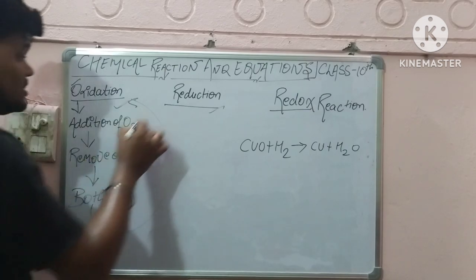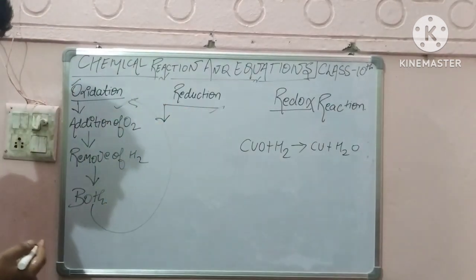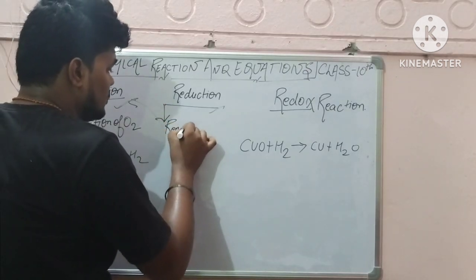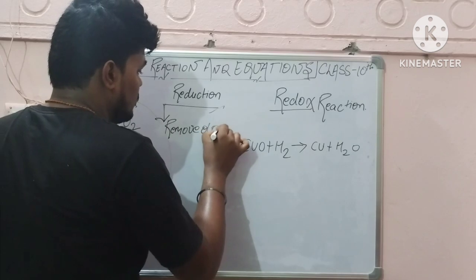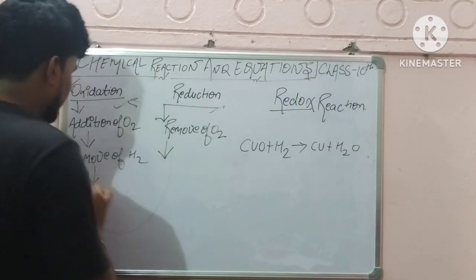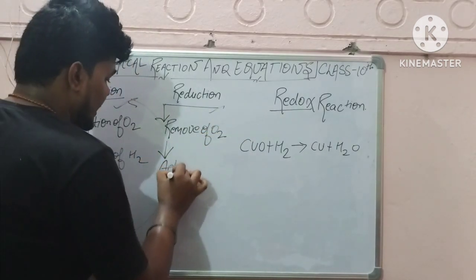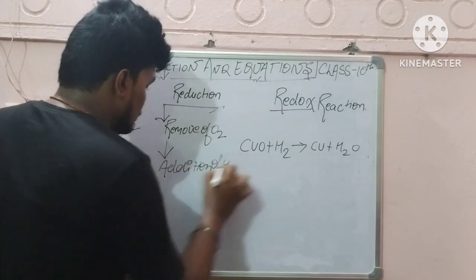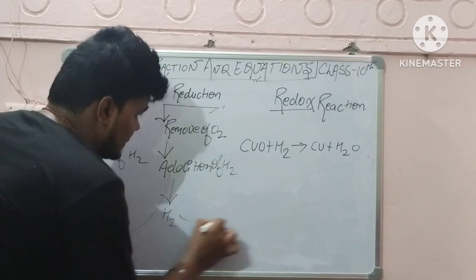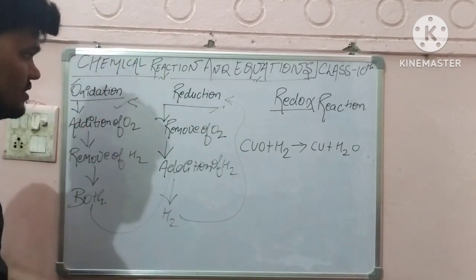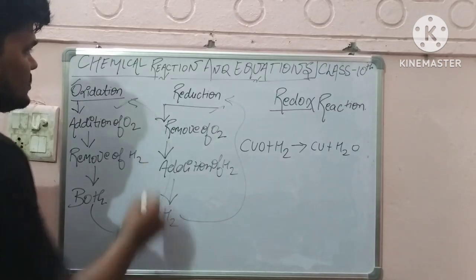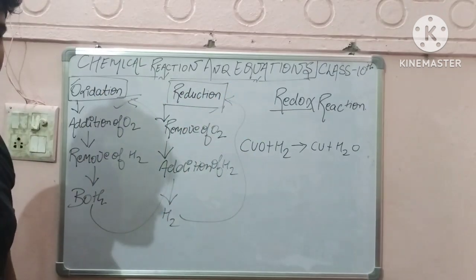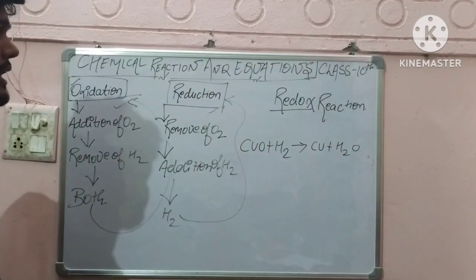And when we talk about reduction, reduction is the opposite of oxidation. Addition was there, so we will say removal of oxygen. Then removal is there, so we will say addition of hydrogen, or both things will happen in an equation. Then that equation will be called a reduction equation. क्या कहलाएगा वो बच्चा? Reduction equation कहलाएगा.